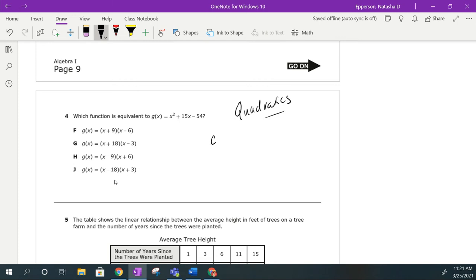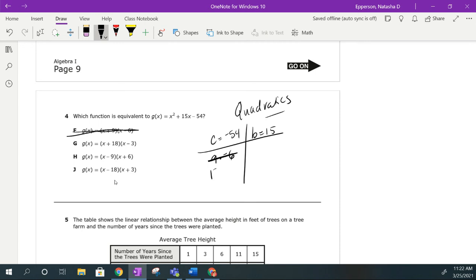So I'm going to look at the products of negative 54 that are going to add up to 15. Looking at the products of 54, I'm going to use my answer choices given to me. I'm going to think, okay, 9 times negative 6, that does give me negative 54. But if I were to add those two together, that's not going to give me 15. So that eliminates that answer choice.